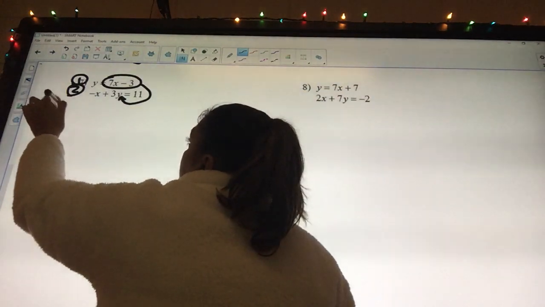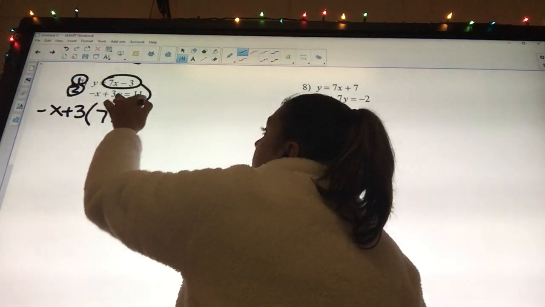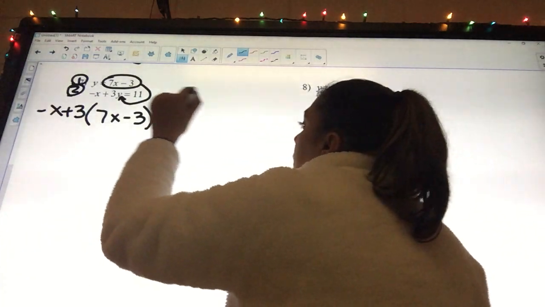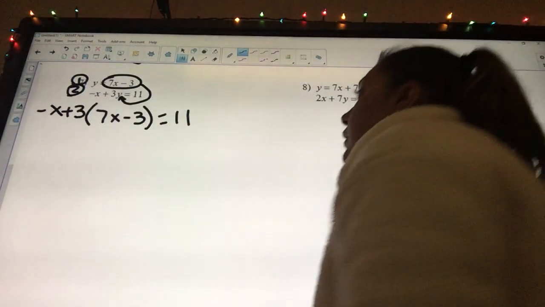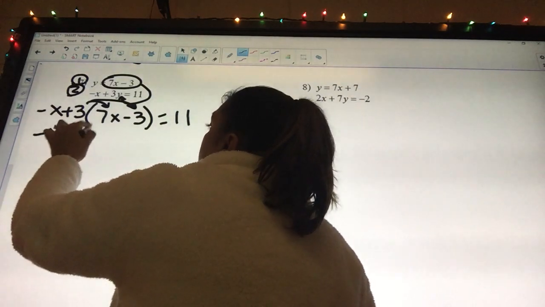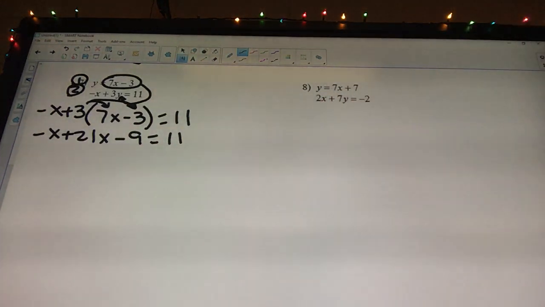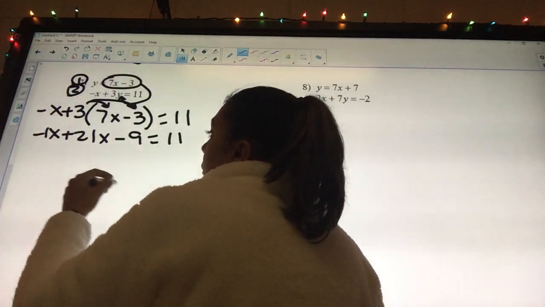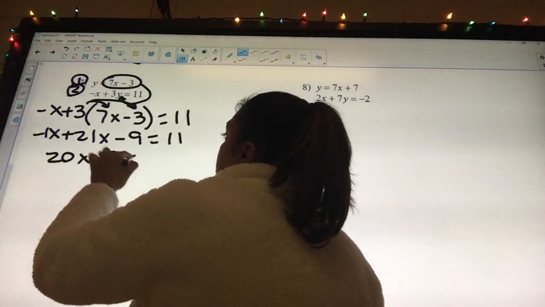So it's going to be negative x plus 3. And instead of y, we got 7x minus 3 equals 11. Okay, we need to distribute. We got negative x plus 21x minus 9 equals 11. Okay, we can combine our like terms. So I can combine this negative 1x and this 21x to give me a 20x minus 9 equals 11.